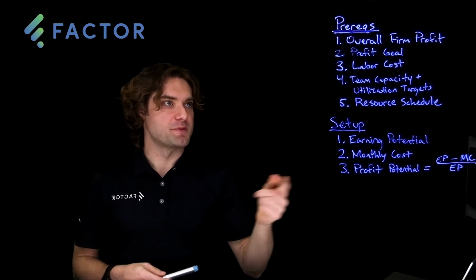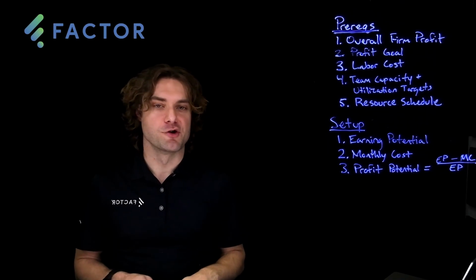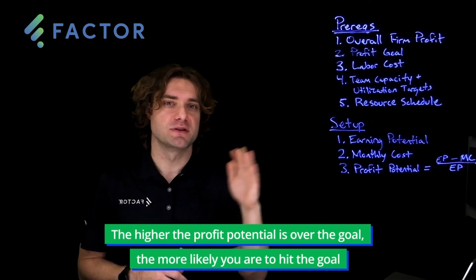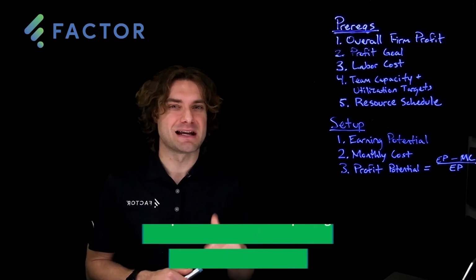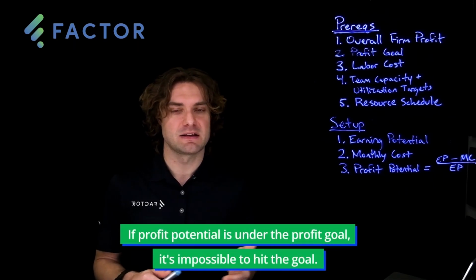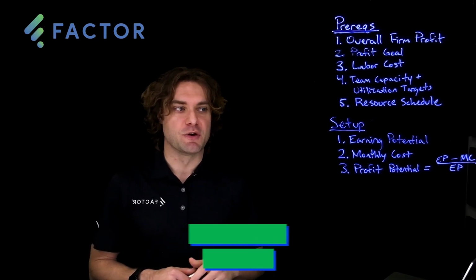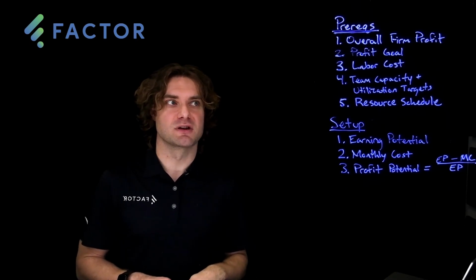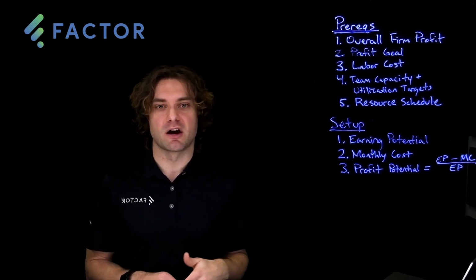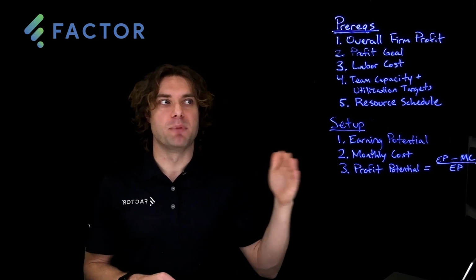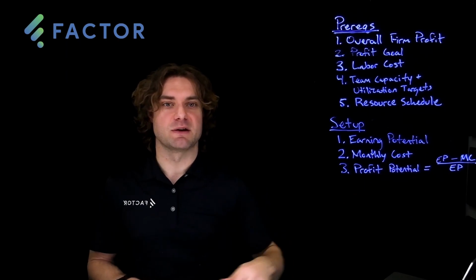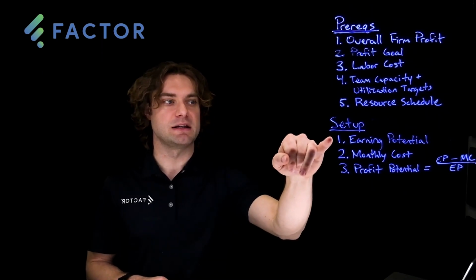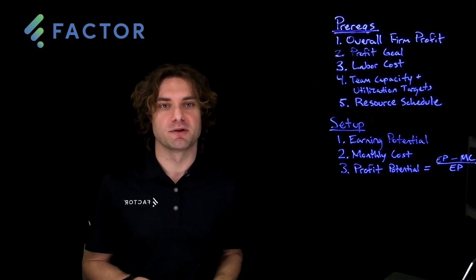Now that we've got profit potential, we're going to compare it to profit goal. The higher the profit potential is over the goal, the more likely you are to hit the goal. And if profit potential is under the profit goal, it's impossible to hit the goal. So if we wanted to change the profit potential because we find it's actually lower than our goal or not as far above the profit goal as we'd like it to be, we need to affect the items that went into this calculation. That is, we need to change our earning potential or change our monthly cost.